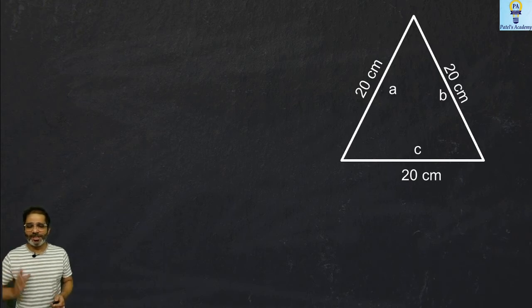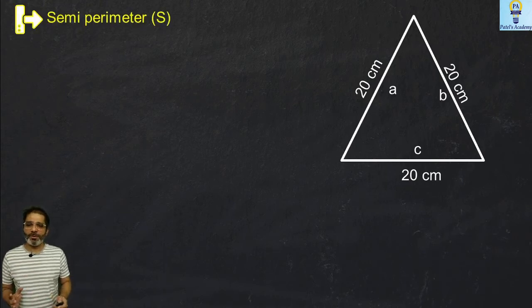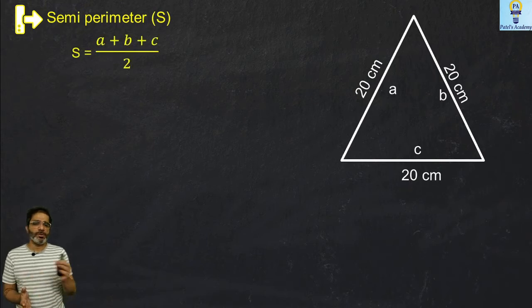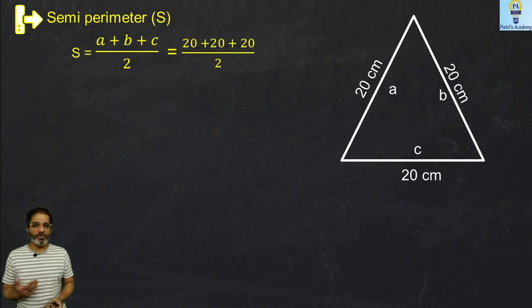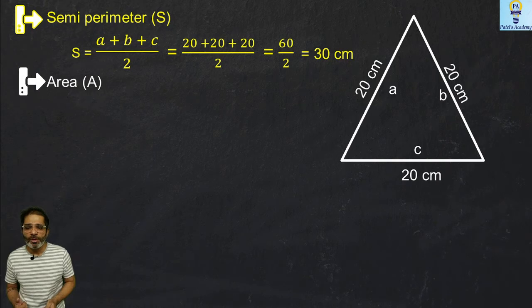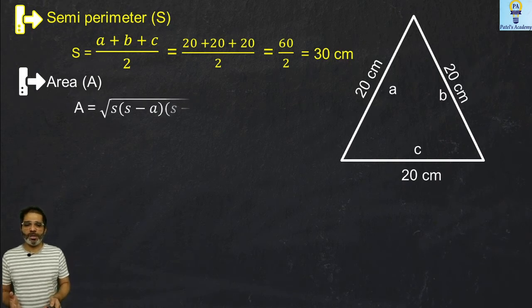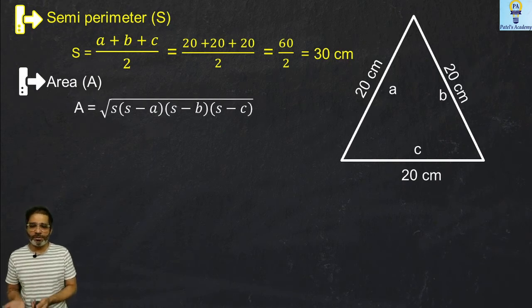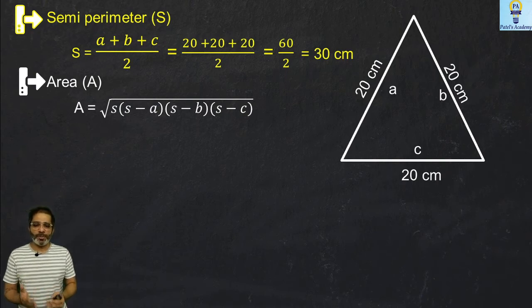So let's see. First step is semi-perimeter, that is S equals sum of all sides upon 2, that is A plus B plus C upon 2. So I have 20 plus 20 plus 20 upon 2, that is 60 upon 2, that is nothing but 30 centimeters. So I have the value of S as 30. Now let us use the formula for area. So area equals under root, obviously we are using Heron's formula, under root S bracket S minus A, S minus B, S minus C.